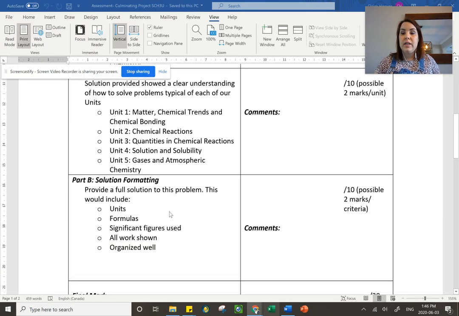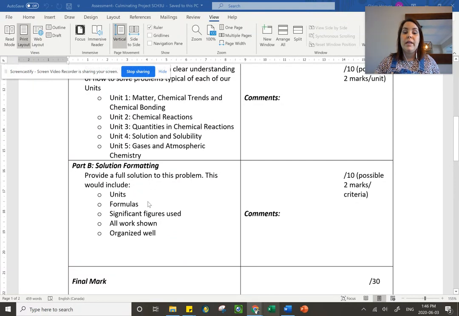The last thing that's going to get marked is your solution formatting. So I'm going to be looking at your use of units, your use of formulas. Did you use significant figures? Was all of your process work shown, and was it organized well? Again, these are 5 criteria I'm going to be looking at. And again, there's 5 criteria. You can get a possible of 2 marks for each of those criteria.